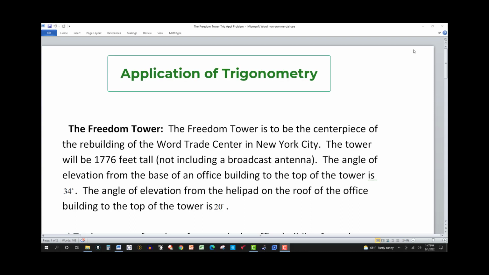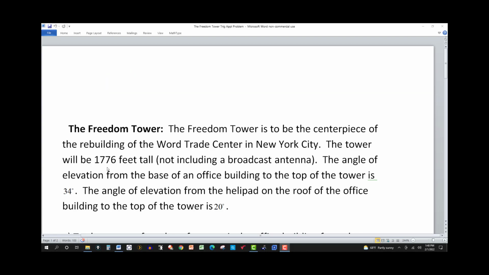In this video, we're going to look at an application problem that will utilize some of the methods or techniques that we use to solve right and oblique triangles. So here's the problem. The Freedom Tower is to be the centerpiece of the rebuilding of the World Trade Center in New York City. The tower will be 1,776 feet tall, and it won't include the broadcast antenna.